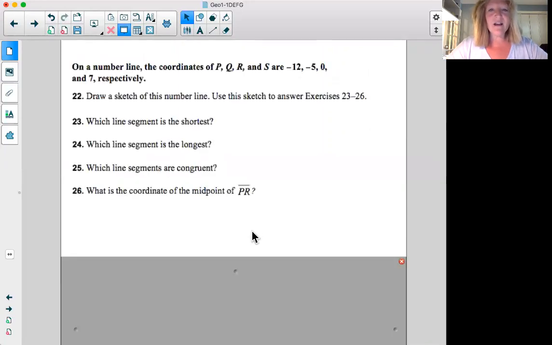Now here is another practice problem to do on your own paper to make sure you've really understood this concept of the ruler postulate. So pause and draw this number line on your own paper and draw the coordinates to match with the points respectively. So the point named P has coordinate -12. The point named Q has coordinate -5, and so on. And then press play for the solution.